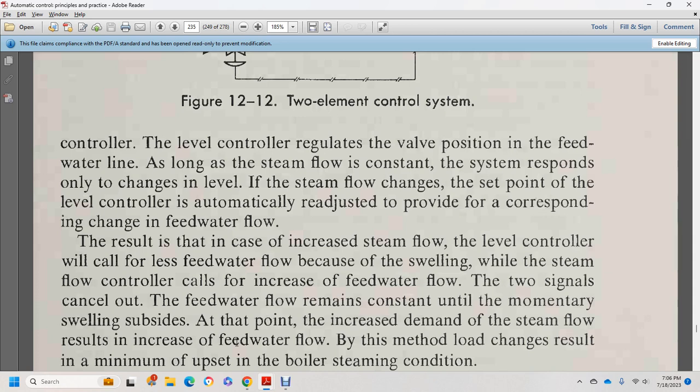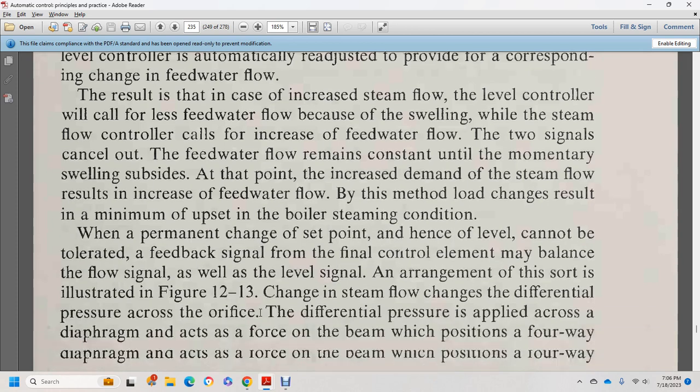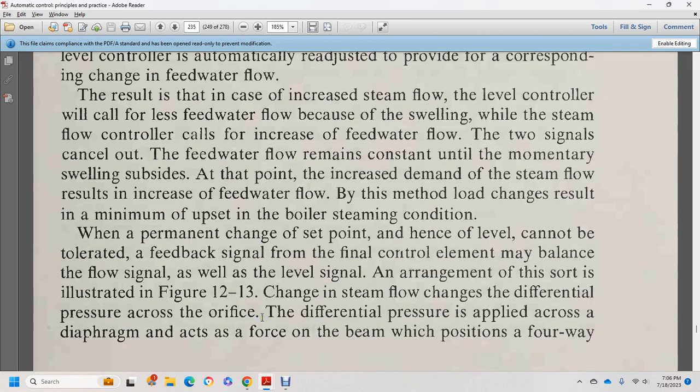At this point, with the increase of the demand of the steam flow, the result is an increase of the water flow by the method of the load change, with a minimum of upset to the boiler steaming condition. When a permanent change is made in the set point of the level, it cannot be tolerated without a feedback signal at the final control element that may balance the flow signal as well as the level signal, with an arrangement of this sort.